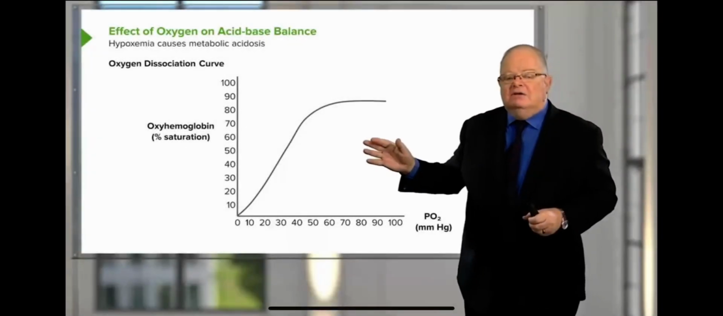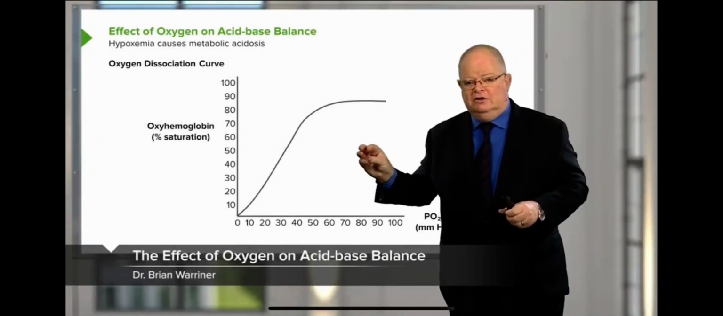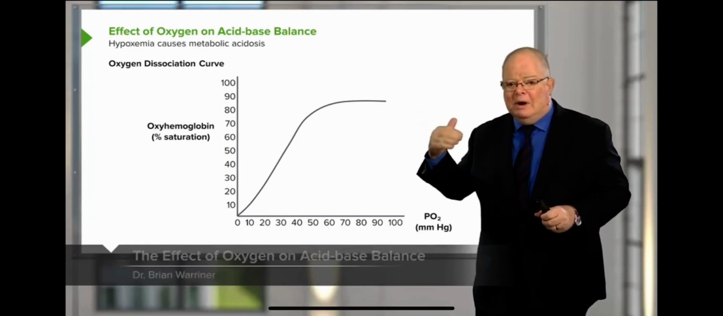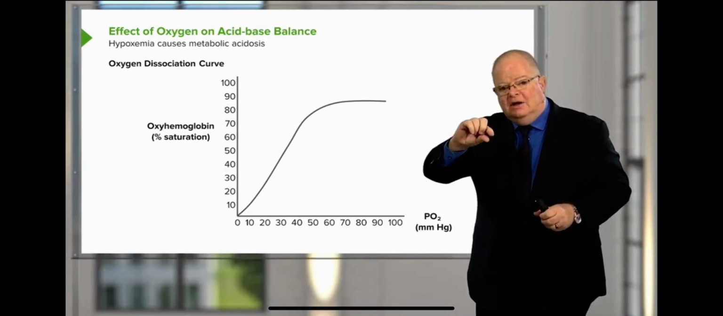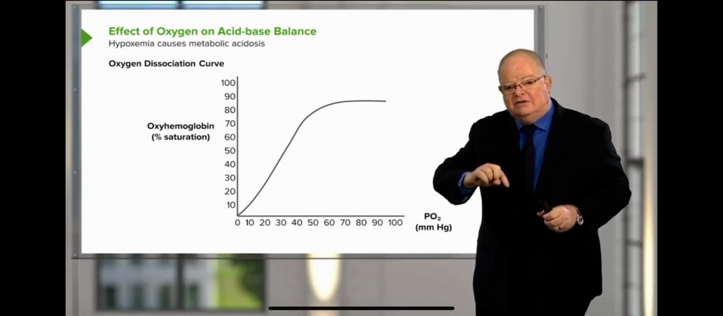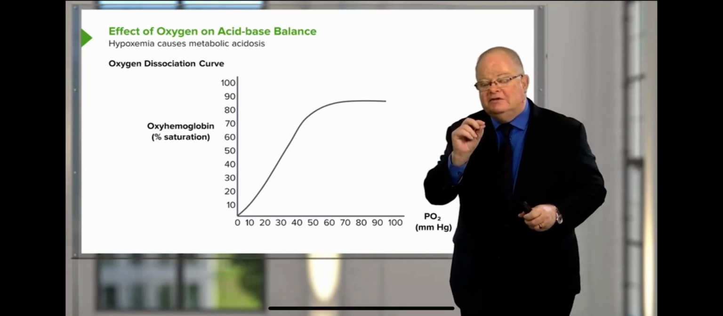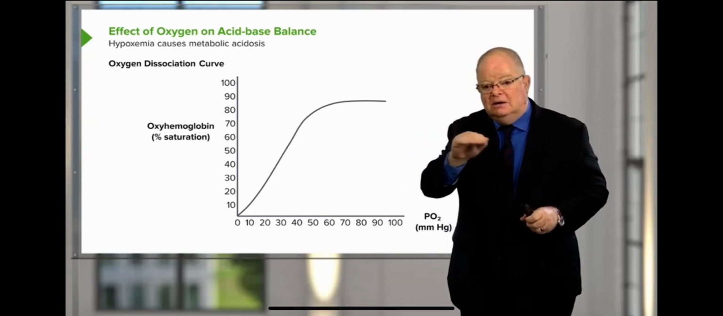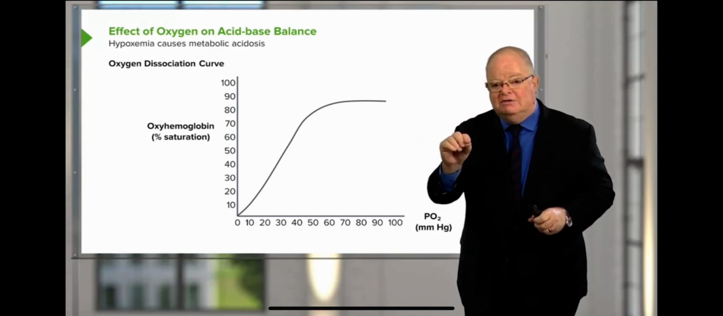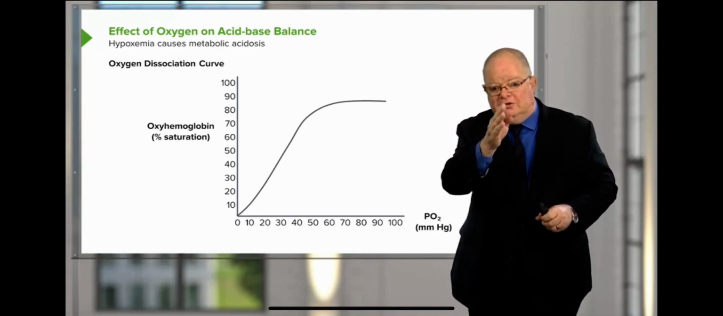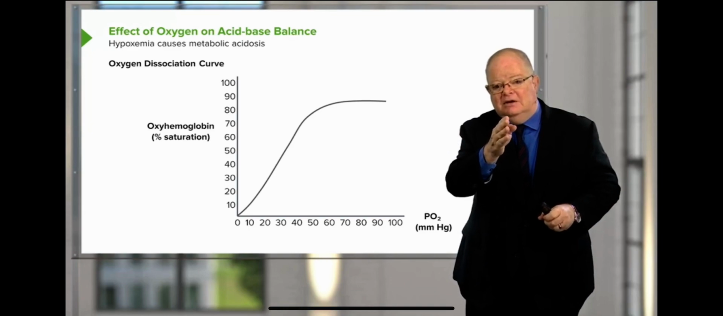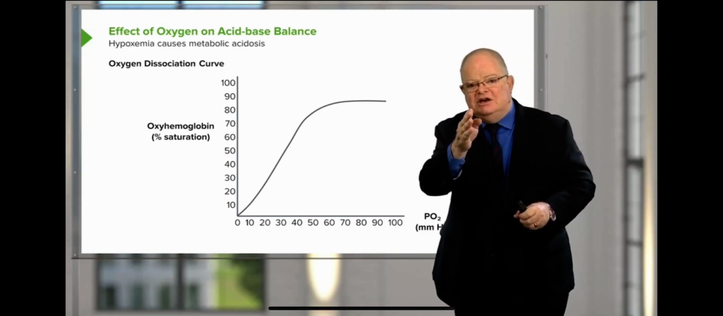This is a slide of the oxyhemoglobin dissociation curve. The way this is represented is that the vertical axis shows the oxyhemoglobin saturation, and on the horizontal axis, we have the oxygen level in the blood. Under normal circumstances, the oxygen level in the blood is around 90 to 100.